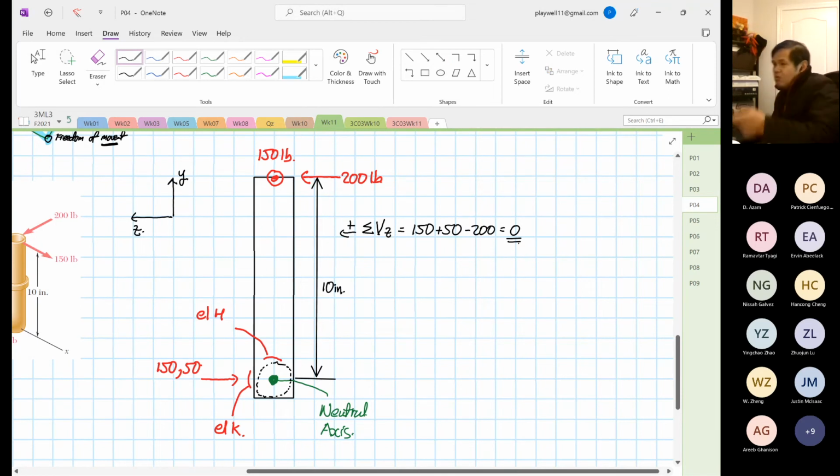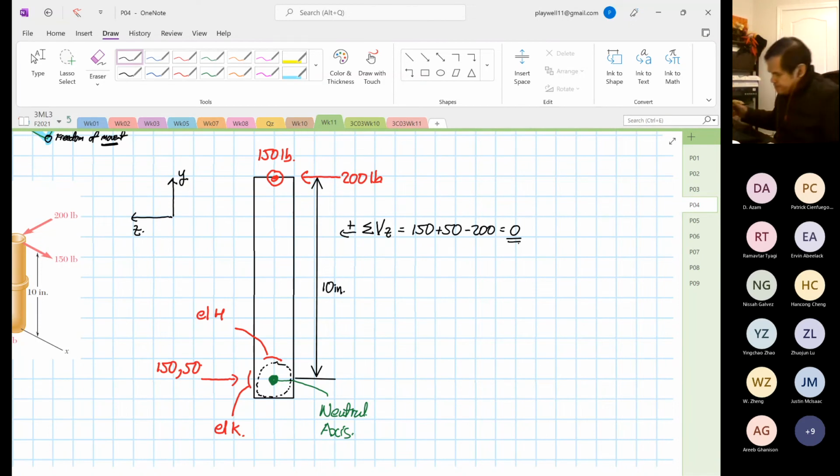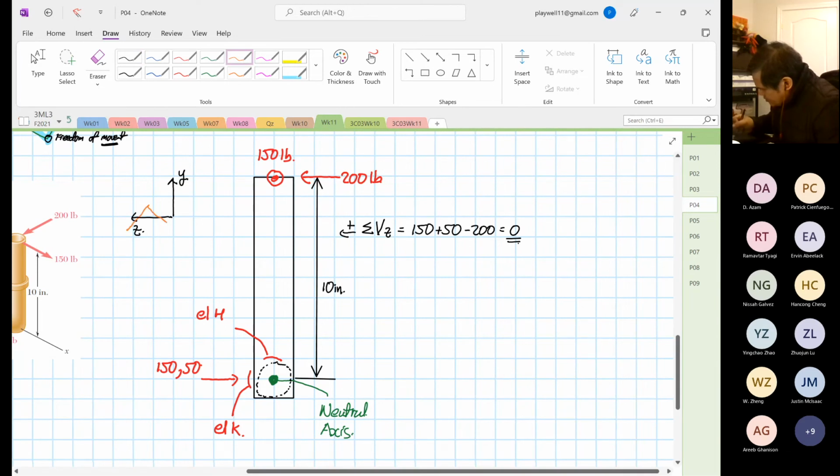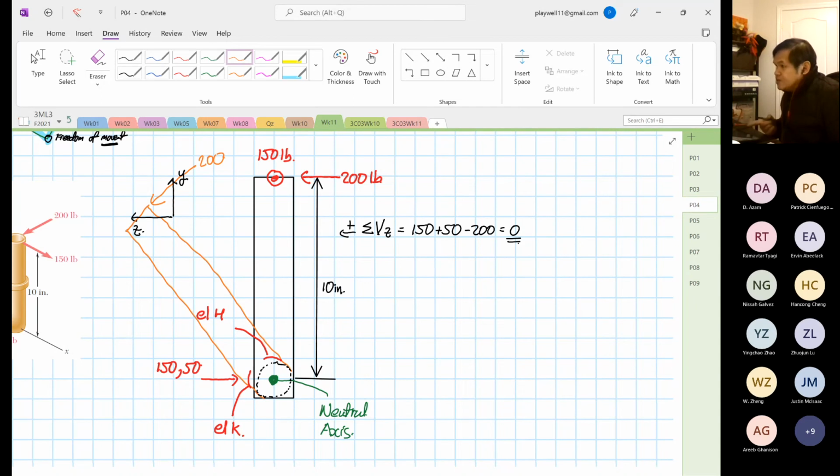Now, is it a moment or a torque? So I'm going to draw the deformation pattern. Okay, I'm going to draw the deformation pattern. So the deformation pattern will look like this. The 200 will cause a deformation that looks like this. Right? Now I want you to look at the neutral axis. Is the neutral axis a smiling face or a sad face? It's neither. It's still at the same position, right?